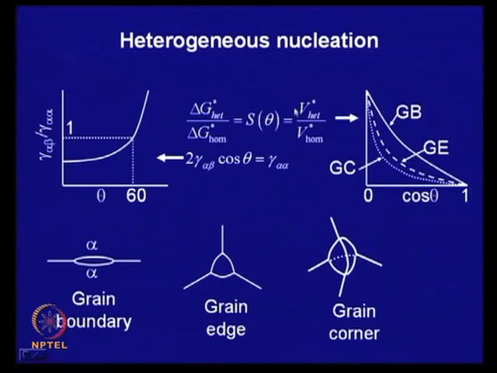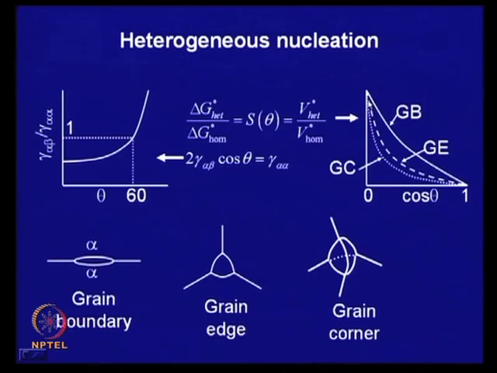And if you look at the heterogeneous and homogeneous cases, you can easily show that the heterogeneous activation hill over the homogeneous activation hill is exactly equal to the shape factor, and this is also equal to the ratio of the volume of the critical nucleus under heterogeneous conditions and the volume under homogeneous nucleation, these two.